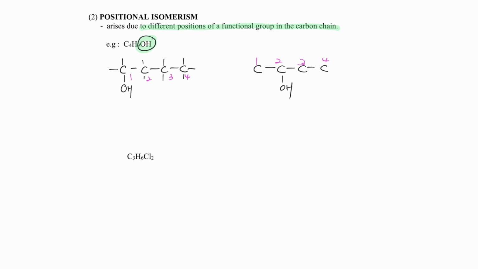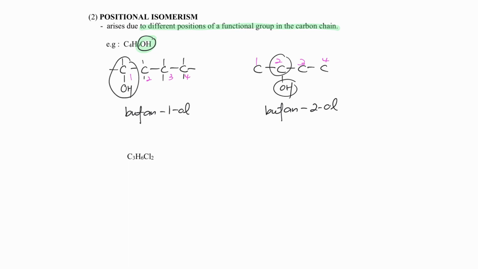So they are positional isomers, where they have the same functional group but a different position of the functional group. The names of these isomers will be butan-1-ol, since the OH is at the first carbon, and butan-2-ol, because the OH is at the second carbon.